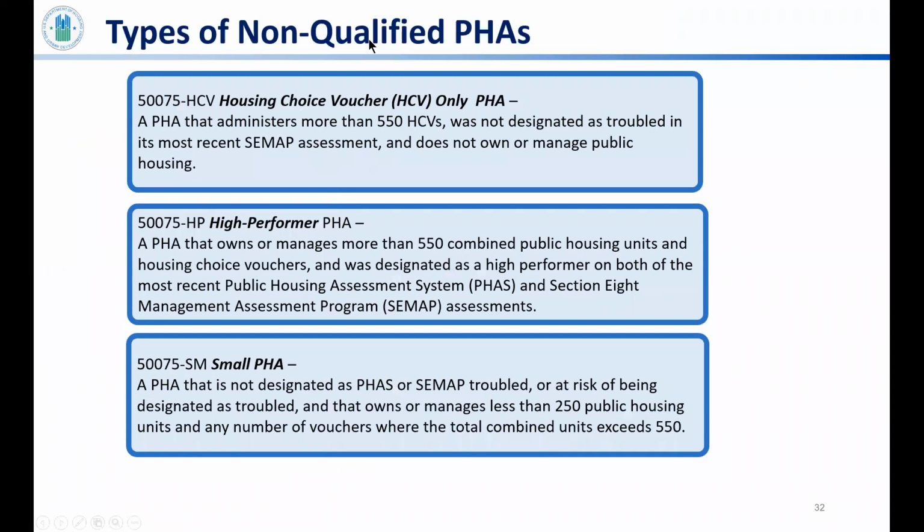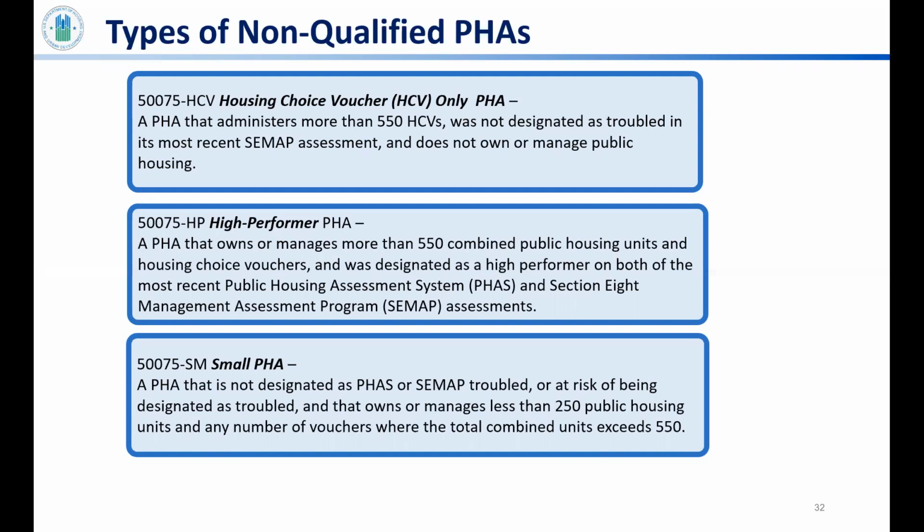So we have different types of non-qualified PHAs. For example, the 50075 HCV. The HCV stands for Housing Choice Voucher. That is for a PHA that administers more than 550 HCVs and is not designated as troubled in its most recent CMAP assessment and does not own or manage public housing.